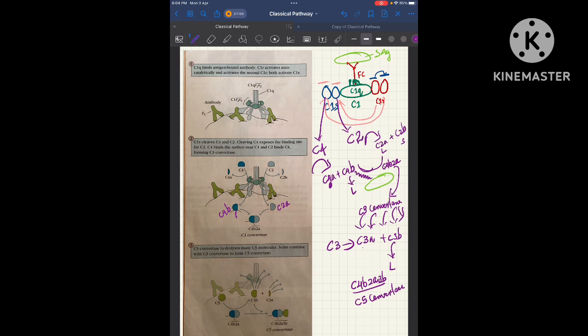So once C2A is generated, C2A combines with the C4B and leads to the generation of a complex called C4B2A. It is otherwise known as C3 convertase. So a single molecule of C3 convertase can cleave many C3 complement factors. Once C3 is cleaved, it leads to the generation of a smaller subunit called C3A and a larger subunit called C3B. So C3B further combines with the existing C4B2A subunit and leads to the formation of another complex called C4B2A3B, that is known as C5 convertase.